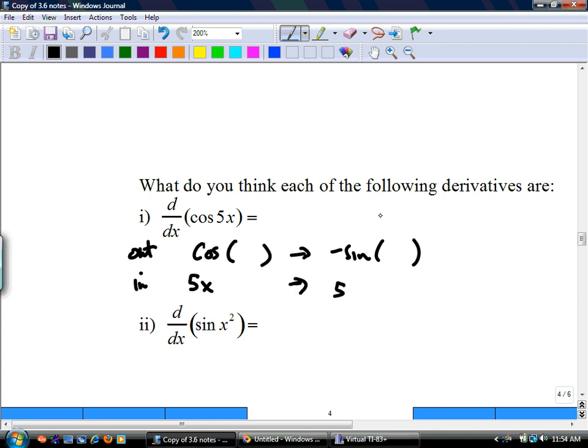Now put it into the rule that I've been saying. Don't jump to the answer though, just the derivative of the outside. What do I put in the brackets? Leave the inside alone, times the derivative of the inside. So then you would write it as negative 5 sine 5x, and you're finished.